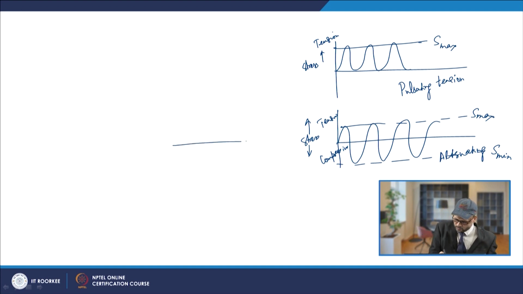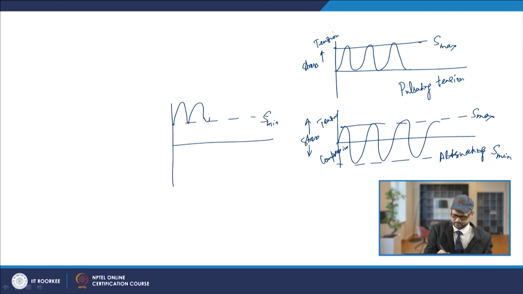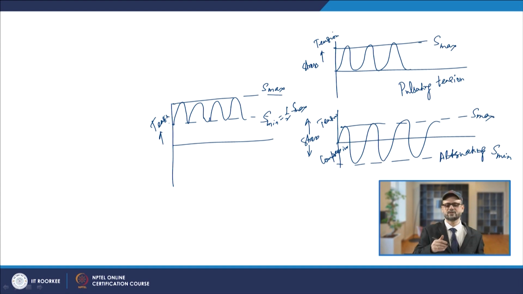Then you may also have other cycles. You have some value, that is S min, and it is starting from here. So basically it goes like that. This is your S max. So S min is basically half of S max. In this case you have only tension. So the stress is only tensile, and this is known as the half tensile.